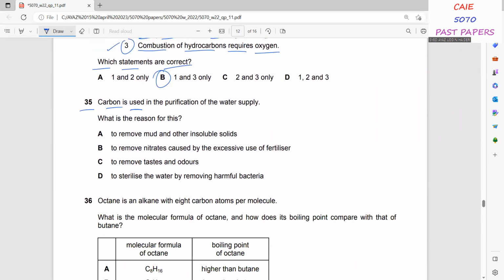35. Carbon is used in the purification of water supply. What is the reason for this? Carbon is used to remove taste and odor. So C will be the right answer.